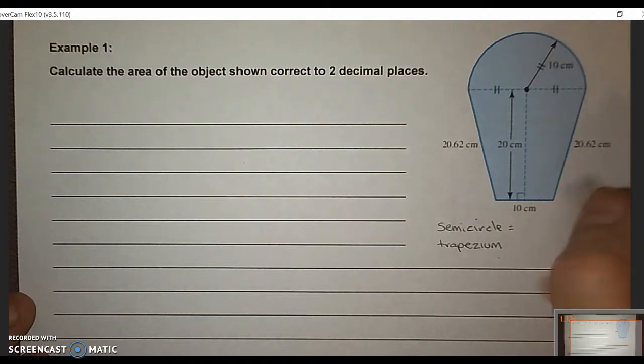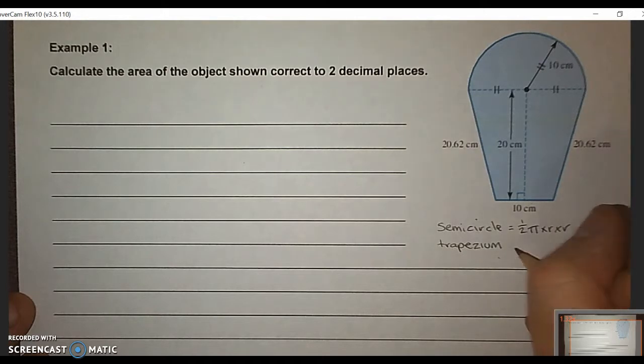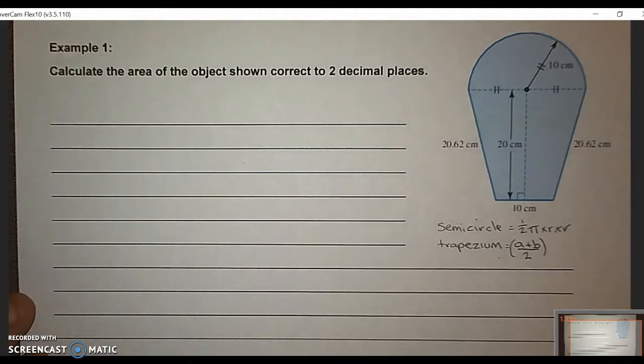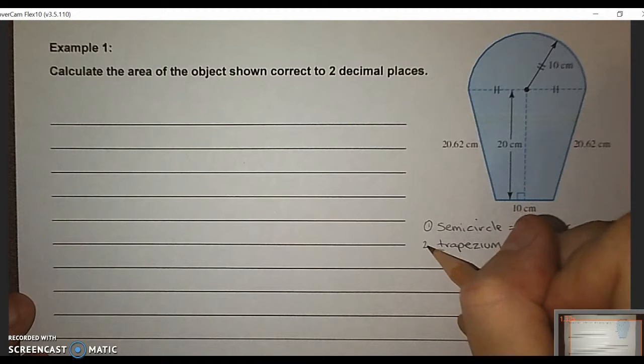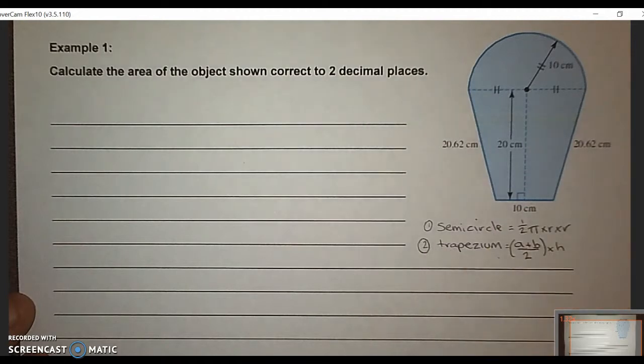Because it's half a circle, it's half of pi times r times r. And a trapezium is the top plus the bottom divided by 2 times its height. So we're going to work out the area of one of these things and add it to the second one.